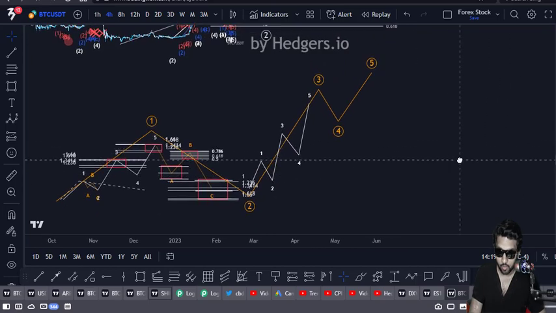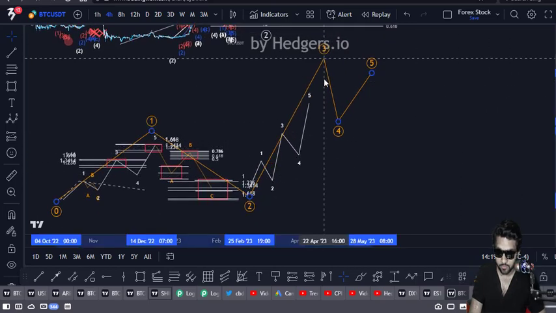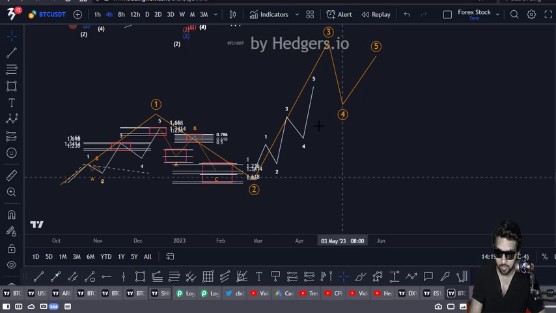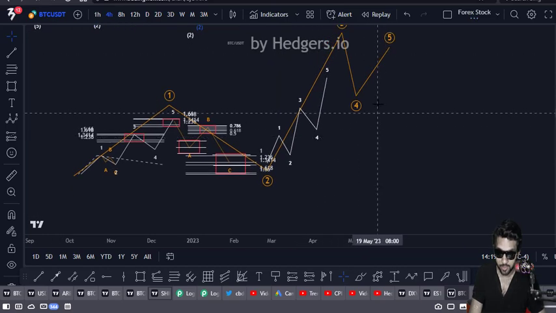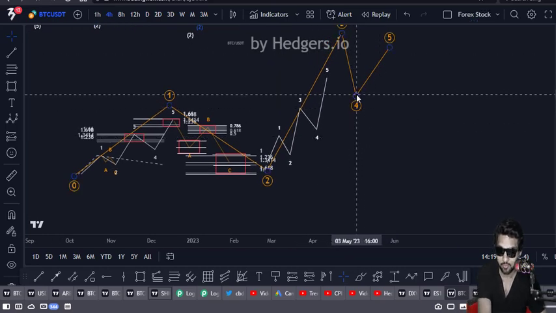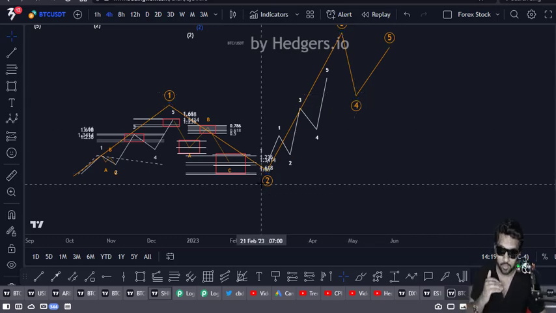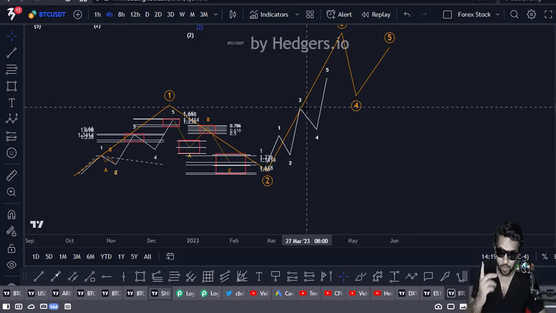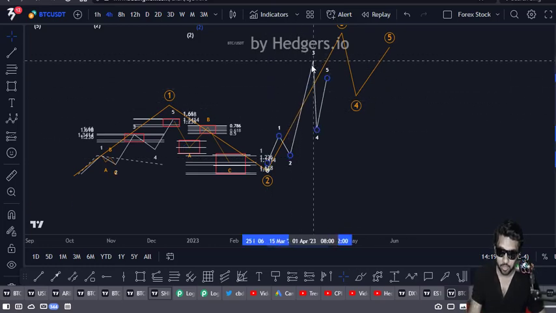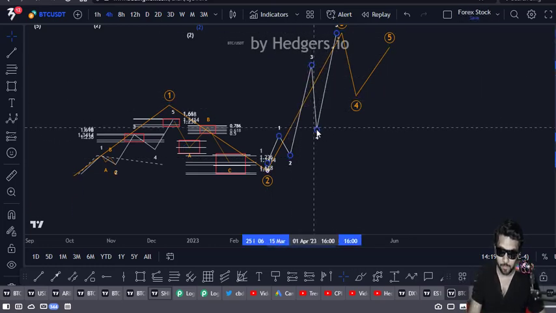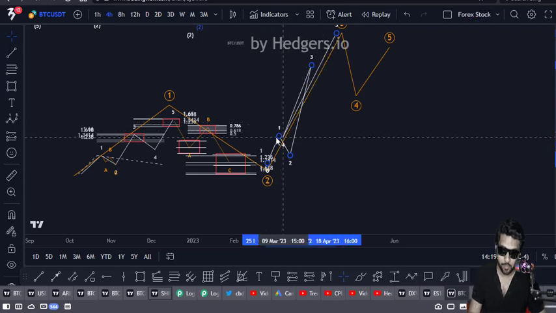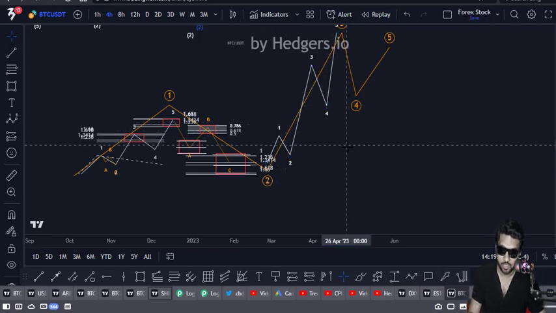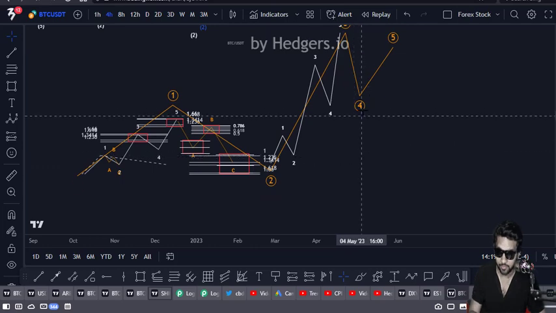And wave 3 should be impulsive. I'm just taking it toward here for explanation, but most of the time it is really very impulsive, and it goes straight away in terms of 1 2 3 4 5. 3 is the impulsive here, you see, like this, and it should not be breaching the 1. That is the regular Elliott Wave for the impulsive.